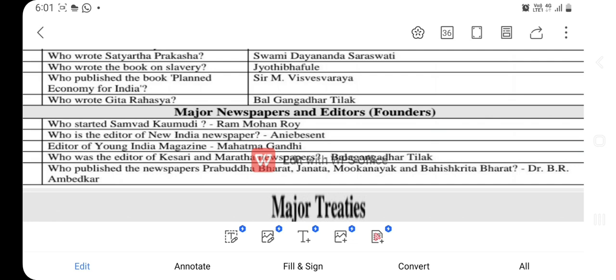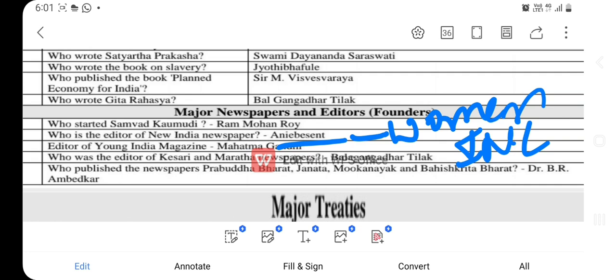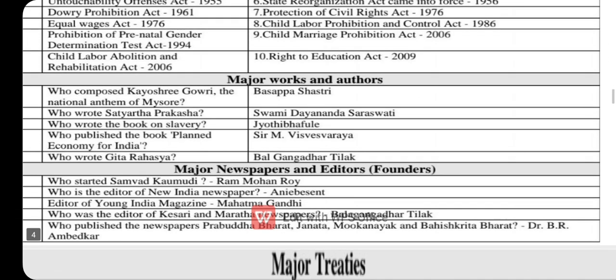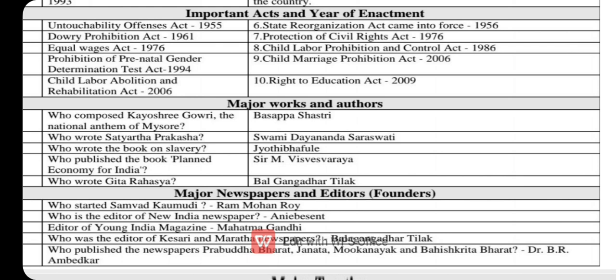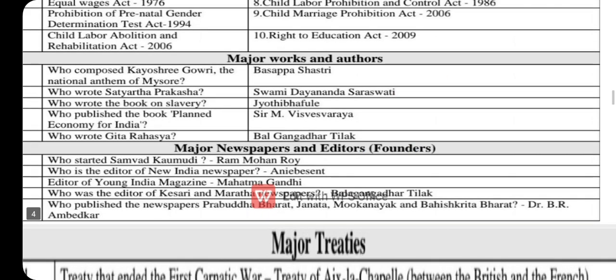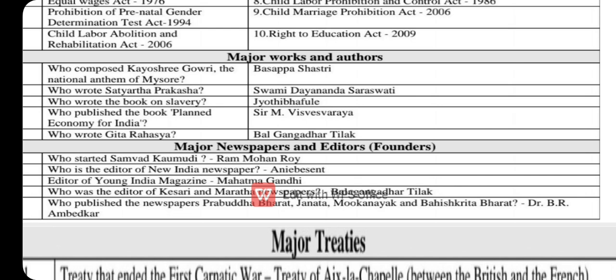Next, who started the New India newspaper? Annie Besant. She was one of the first women presidents of the INC, the Indian National Congress, in 1917, and she started the Home Rule movement with Tilak. Annie Besant started the Home Rule movement in 1916. Next, who was the editor of the Kesari and Maratha newspapers? Already I discussed: Balagangadhar Tilak, who also wrote Gita Rahasya.